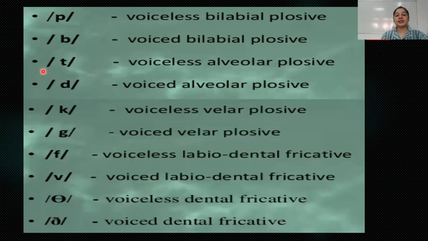Now, to be precise, if we talk about how this p sound is, it is voiceless, no vibration, bilabial and plosive. B, voiced, you feel the vibration here. Bilabial, plosive. T, voiceless, alveolar, plosive. D, voiced, alveolar, plosive. K, voiceless, velar, plosive. G, voiced, velar, plosive. F, voiceless, labiodental, fricative. V, voiced, labiodental, fricative. Th, voiceless, dental, fricative. The, voiced, dental, fricative.